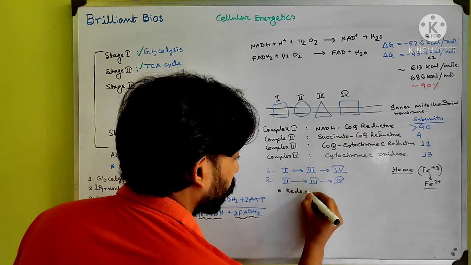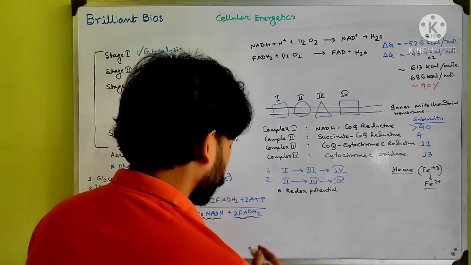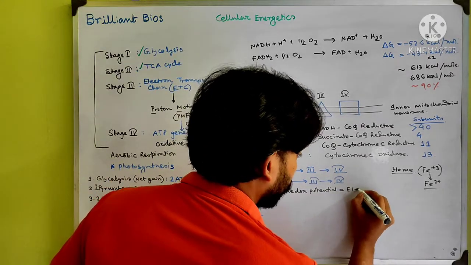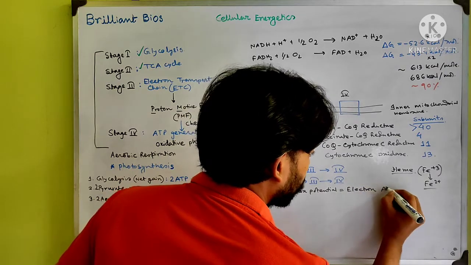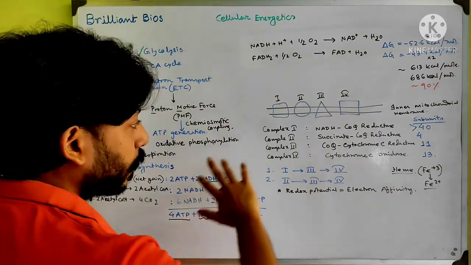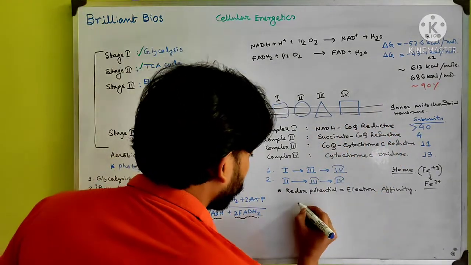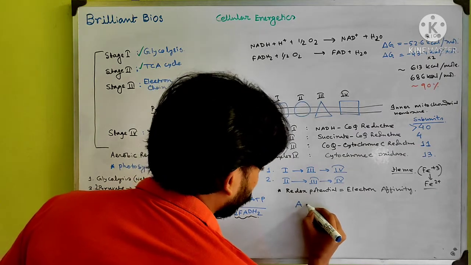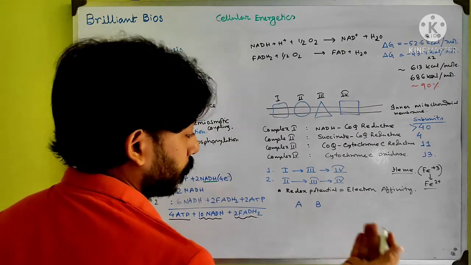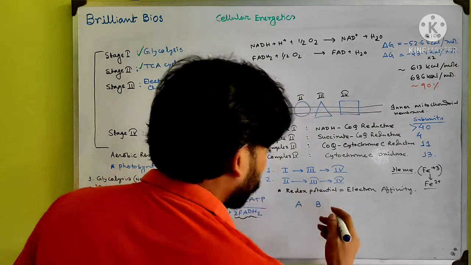So the basic concept of the electron transport chain is a term you have to remember, called redox potential, or it is equivalent, if you remember, to electron affinity. For your simplicity, forget about the names of the complexes or everything. Just try to understand that suppose there are molecules present that are electron acceptors or donors, so they can transport electrons.